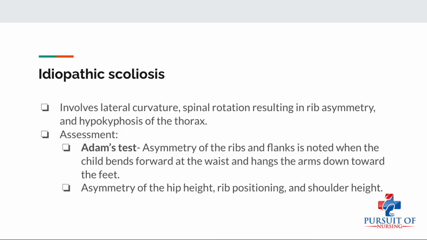So on assessment, the examiner is going to ask the child to perform the Adams test. This will result in asymmetry of the ribs and flanks when the child bends forward at the waist and hangs the arm down towards the feet. There's going to be an asymmetry of the hip height, asymmetry in the rib positioning, and asymmetry in shoulder height as well.